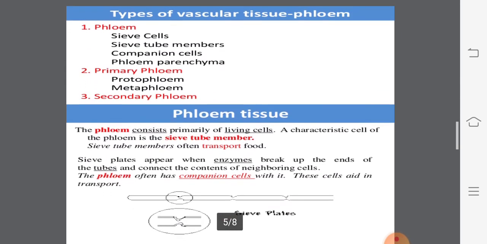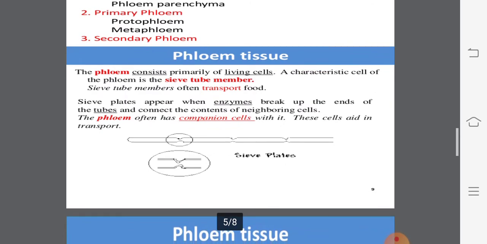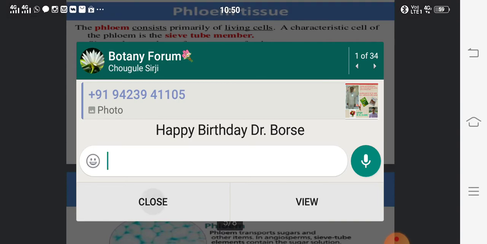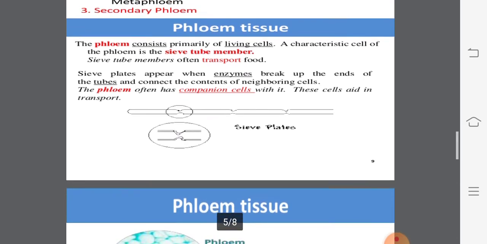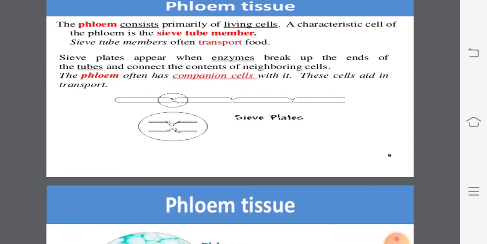Then in relation to the types of vascular tissue, phloem also plays an important role. Phloem shows the sieve cells, sieve tubes, companion cells and phloem parenchyma, then protophloem and metaphloem. In our general study we are not discussing this, but theoretically we have to see it, and also secondary phloem. The phloem consists primarily of living cells, and the characteristic of the phloem is the sieve tube members. The sieve tube members often transport the food.